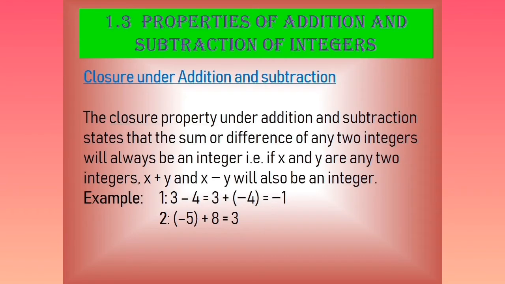Properties of addition and subtraction of integers. Closure under addition and subtraction. The closure property under addition and subtraction states that the sum or difference of any two integers will always be an integer. That is, if x and y are any two integers, x + y and x - y will also be an integer. For example, 3 - 4 = 3 + (-4) = -1. -5 + 8 = 3.